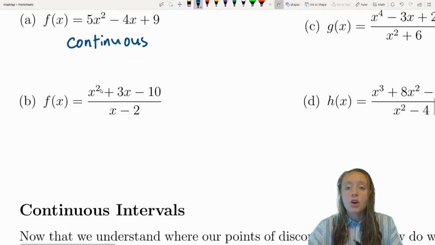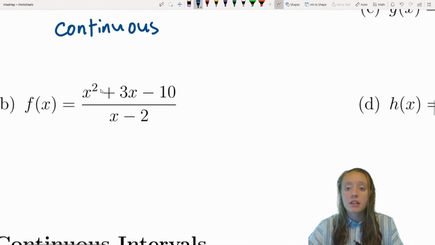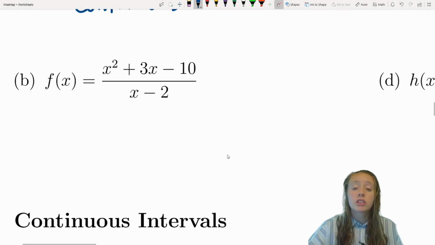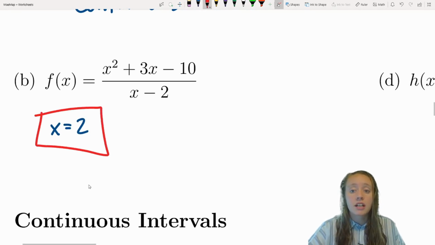In part B, what can x not be? My denominator cannot be 0. So if x minus 2 equals 0, my function's undefined. And that occurs when x equals a positive 2. So that is my point of discontinuity.